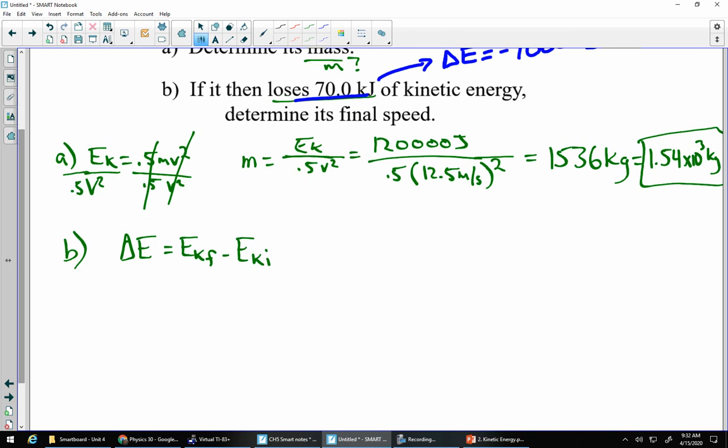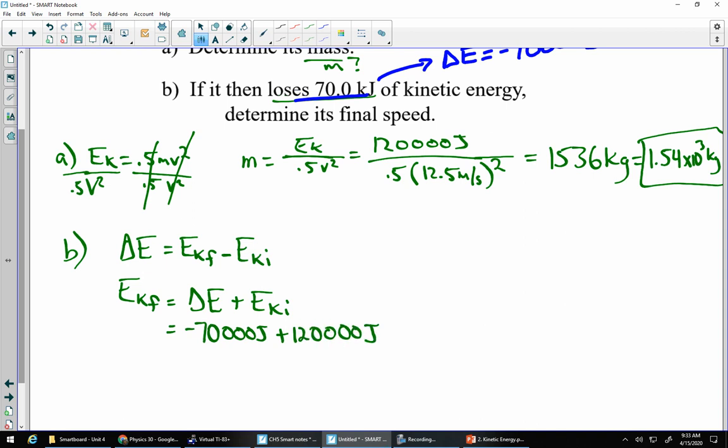So let's see, EKF, our final kinetic energy, is going to be equal to my change in energy plus my initial kinetic energy. So all I really did was take that kinetic energy and add it to both sides of the equation to get EKF all by itself. So now I've got negative 70,000 joules plus my initial kinetic energy, which was 120,000 joules, and we add negative 70,000 to 120,000 joules.